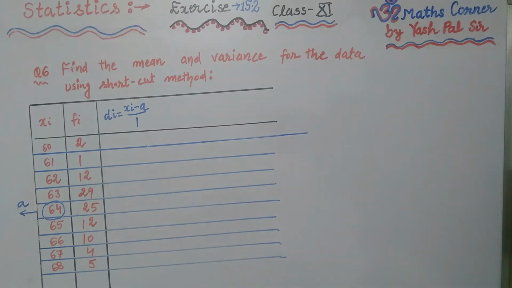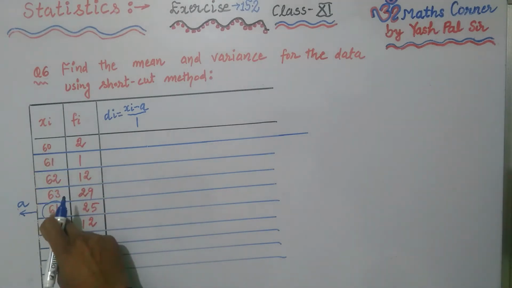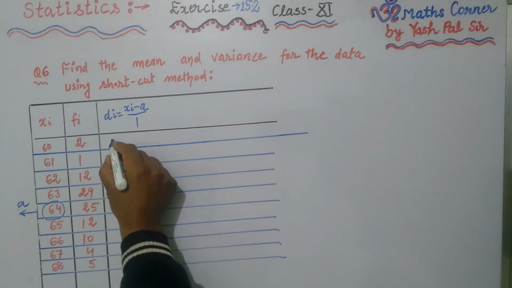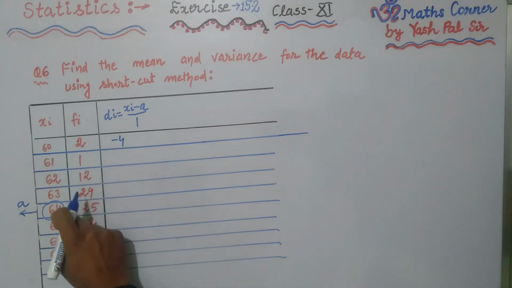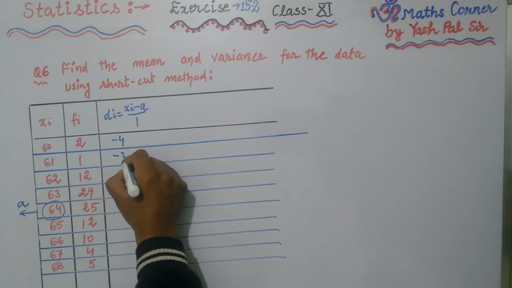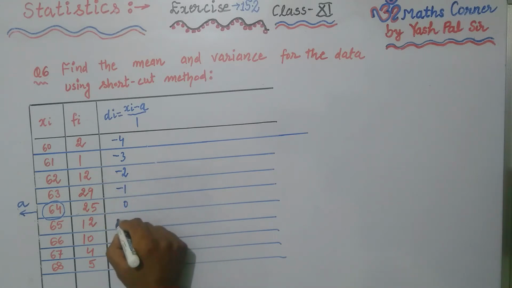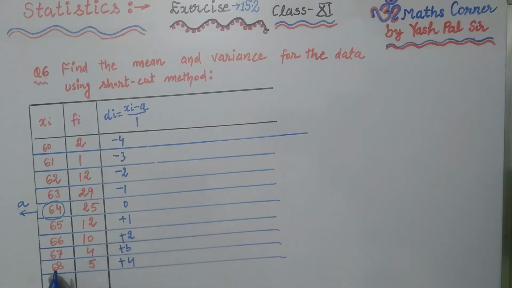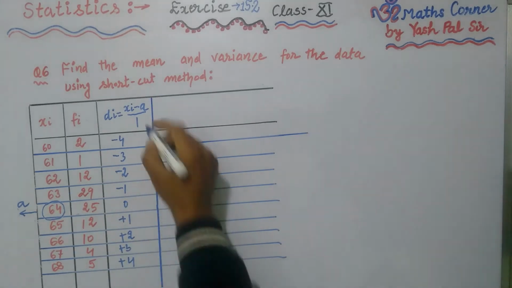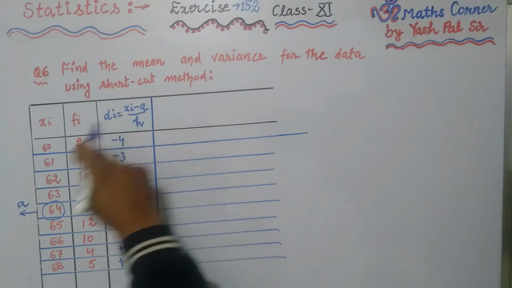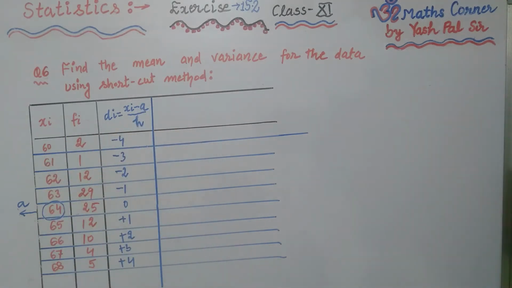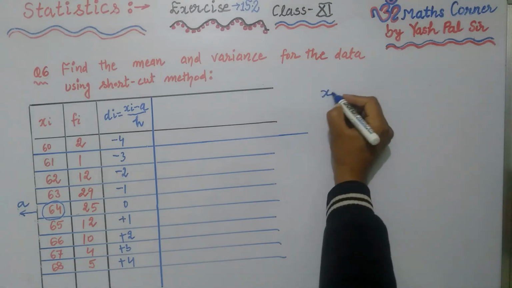Okay, so what is the value? 60 minus 64, this is equal to minus 4. 61 minus 64, this is minus 3. Next is minus 2. Next is minus 1. 0, plus 1, plus 2, plus 3, plus 4. This way, 68 minus 64 is plus 4. Here h is equal to 1 in this case. Okay, so what is mean?